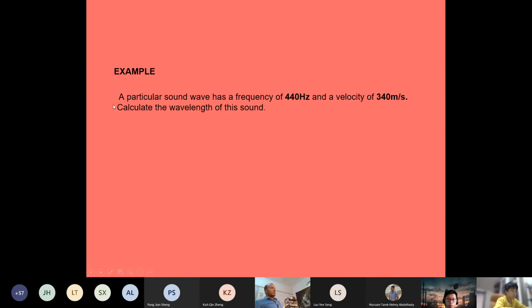Here is an example: a particular sound wave has a frequency of 440 hertz and a velocity of 340 meters per second. If I ask you to calculate the wavelength of this sound wave, what is the wavelength? Basically, the wavelength is velocity divided by frequency, right? So it's very easy. This is the wavelength: 0.773 meter.